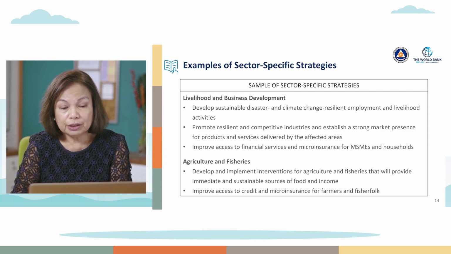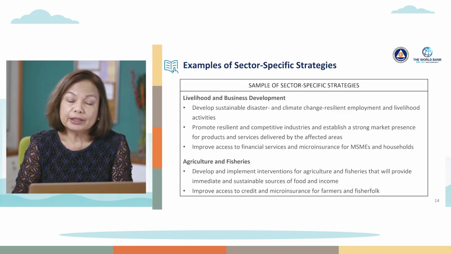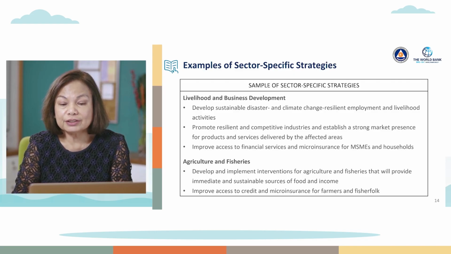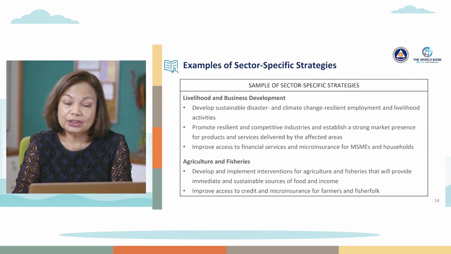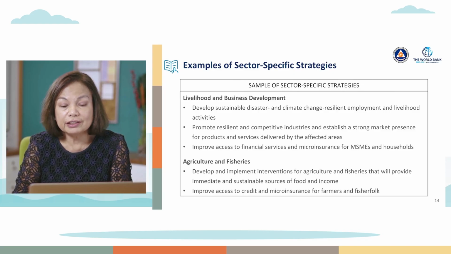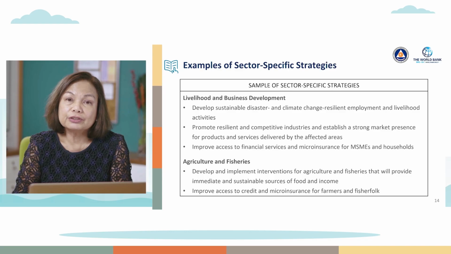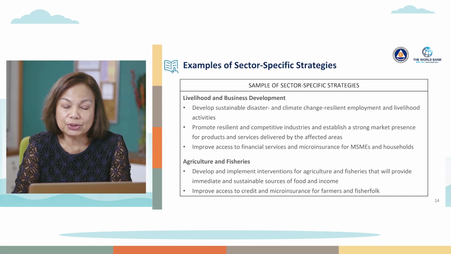A strategy could be to develop sustainable disaster and climate change resilient employment and livelihood activities, promote resilient and competitive industries, and establish a strong market presence for products and services delivered by the affected areas, and improve access to financial services and microinsurance for micro, small, and medium enterprises and households. For agriculture and fisheries, what are the strategies that we can adopt?